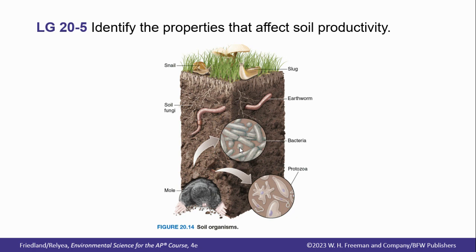Physical, chemical, and biological properties affect the productivity of soils. Soils with more clay particles have greater water holding capacity and higher nutrient capacity. However, having too much clay can make it hard for plants to extract the water and nutrients from the soil. And that is your Module 20.